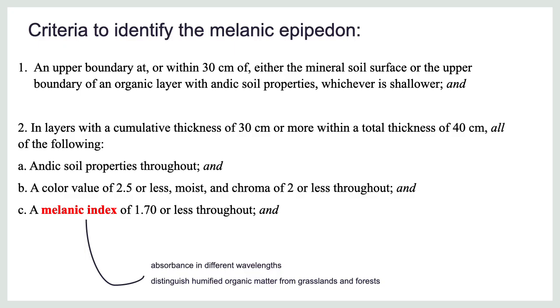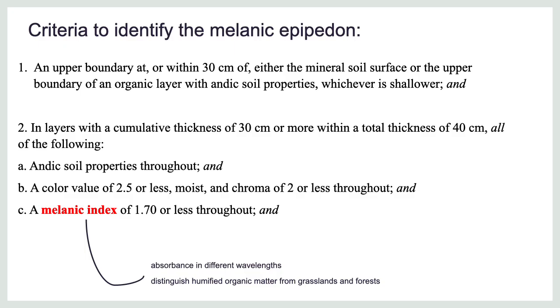I need to register a very low value at 2.5 or less than this when the soil is moist. So the soil should register dark colors, okay? And a chroma also should be 2 or less than this. So I need to register dark colors in this melanic pattern, and the melanic index should be equal or less than 1.7.